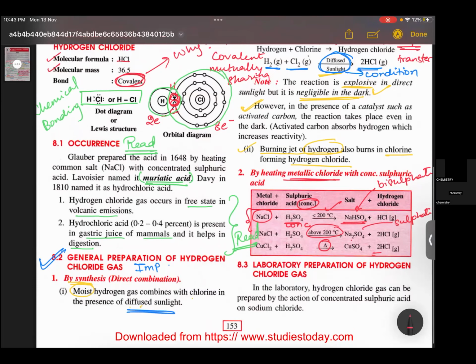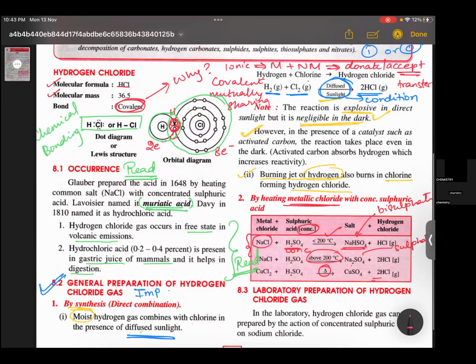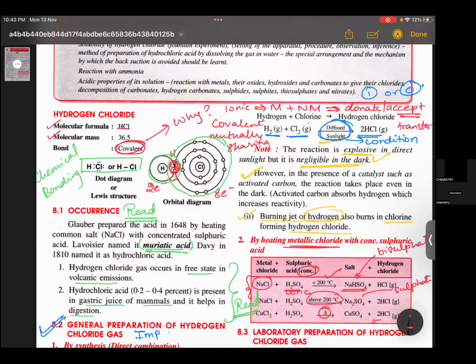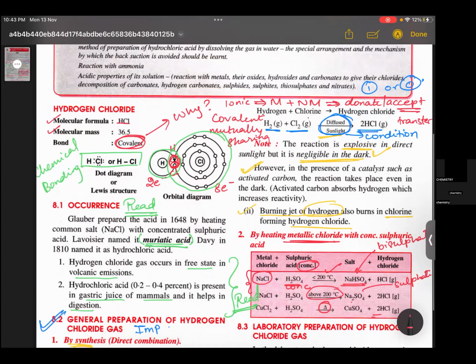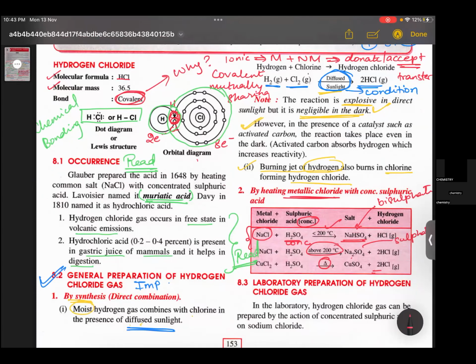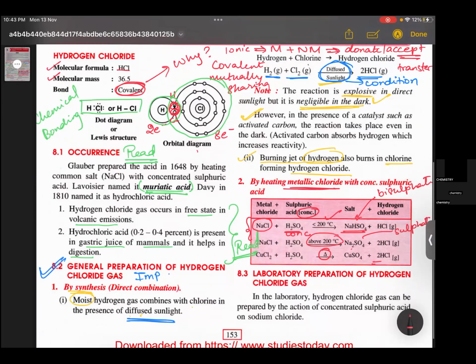So now to summarize up till here, we first learned the molecular formula, molecular mass, covalent bond. Why it's covalent? Because it's a mutual sharing. We've learned the difference between ionic and covalent, which will be further elaborated in the chemical bonding chapter as well. We know that you have to learn the diagrams. We've learned the other name for hydrochloric acid, that is muriatic acid. We know that the occurrences are not very important.